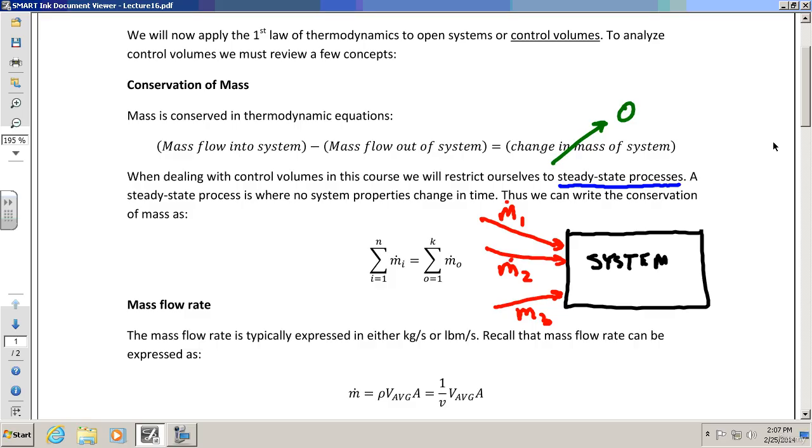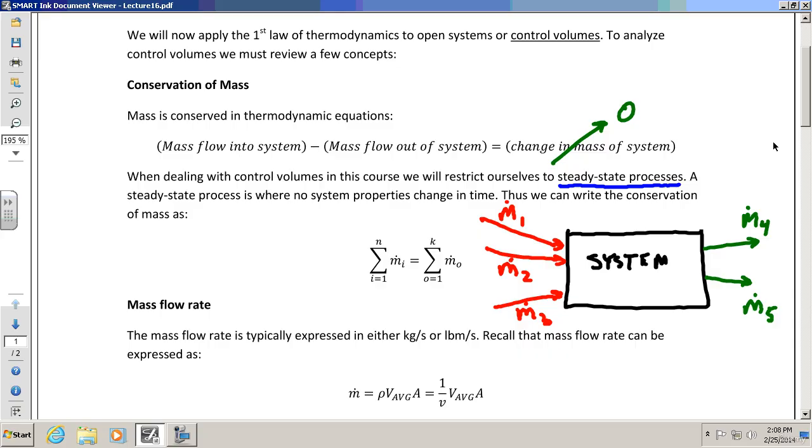They're really m dots because they're per time. Mass flow rate is mass per time, right? And let's say you have 2 mass flows out, m dot 4, m dot 5. What that's saying is that m dot 1 plus m dot 2 plus m dot 3 equals m dot 4 plus m dot 5. It's very logical.